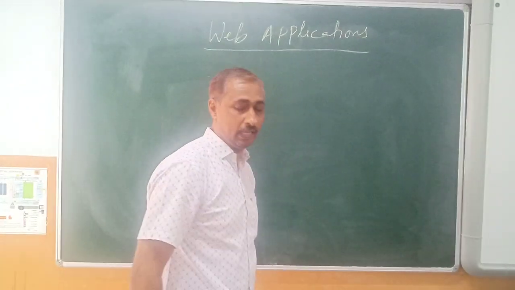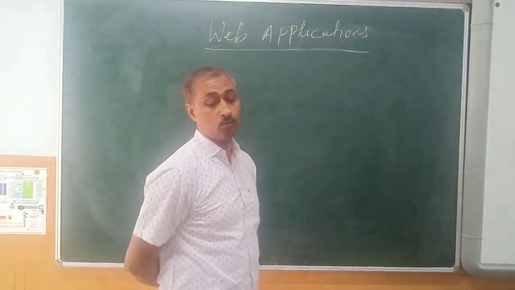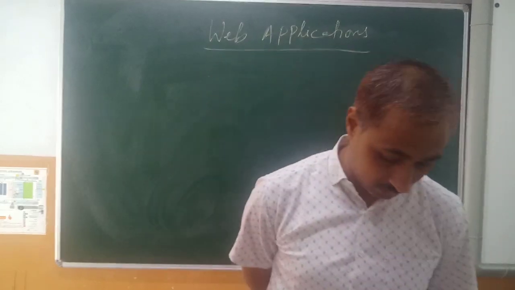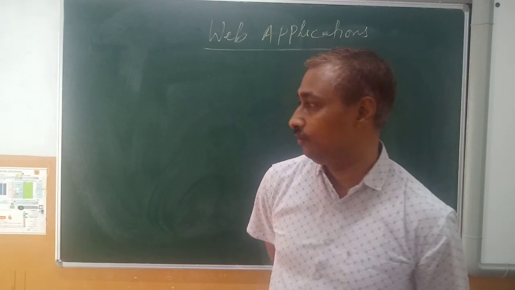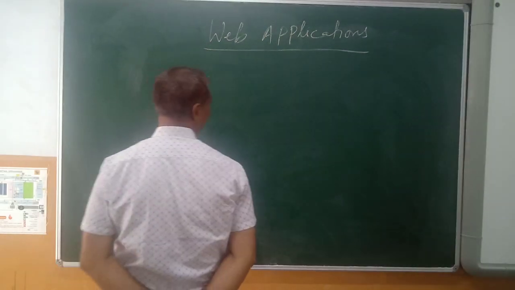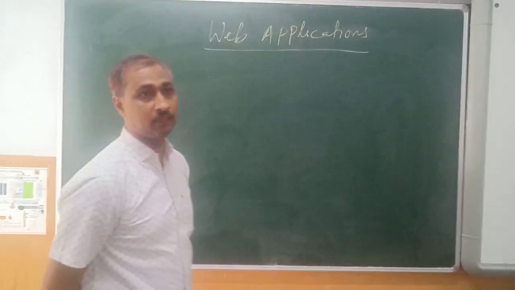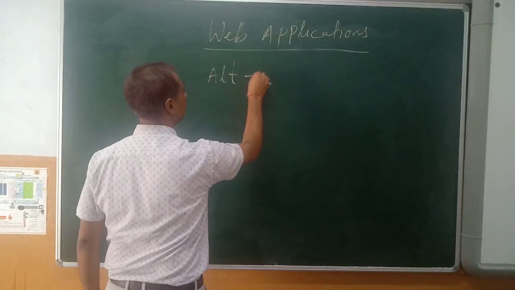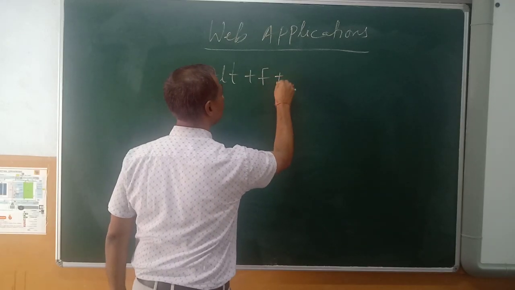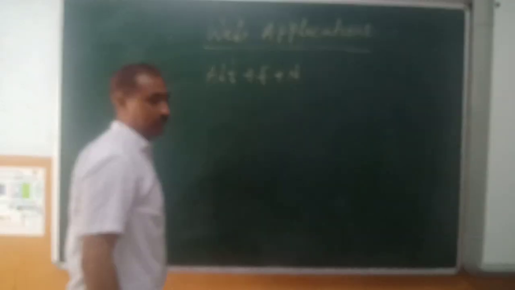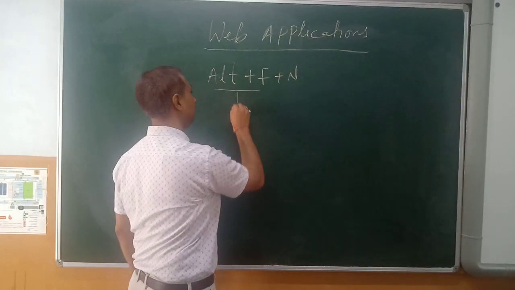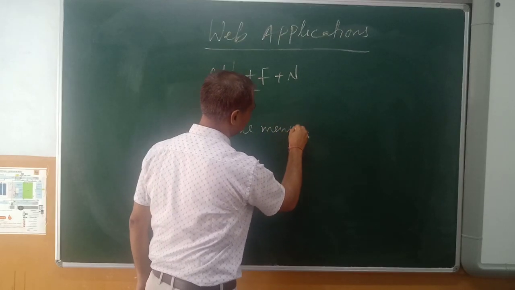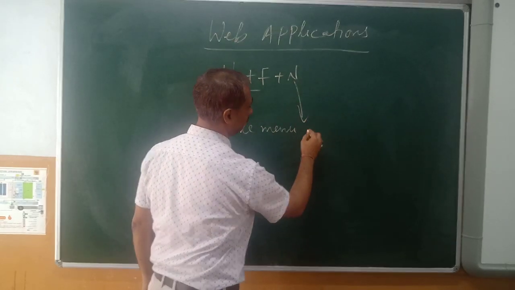In the 9th class itself, I told you how to operate window with the keyboard. That only is written in this chapter also. For opening a new document, we have to use Control N in any of the applications, or we can use Alt plus F plus N. Alt plus F will open the file menu. And by pressing N, we can open a new file.